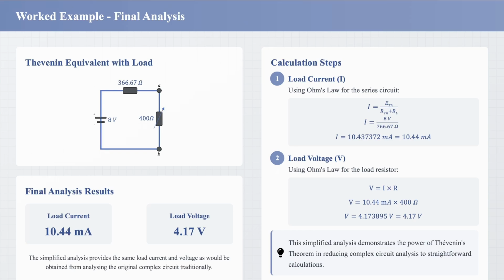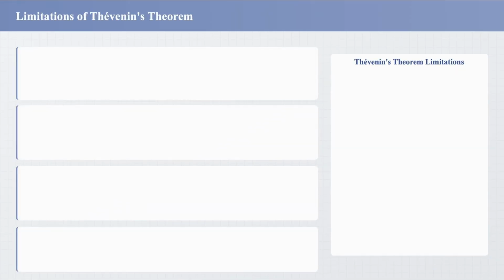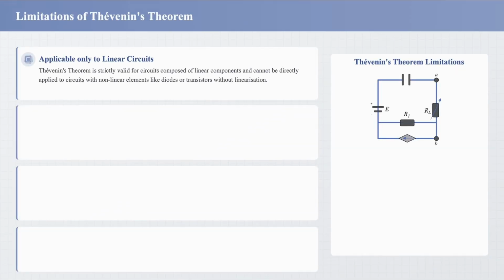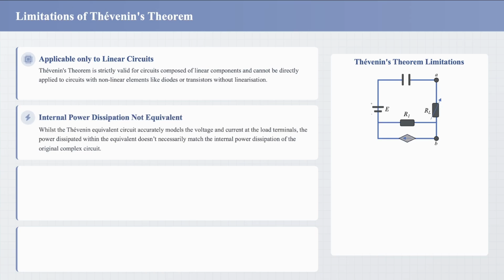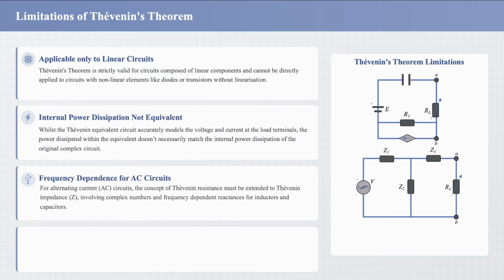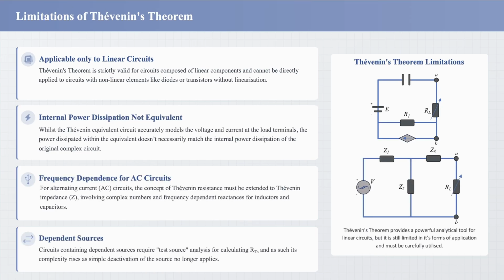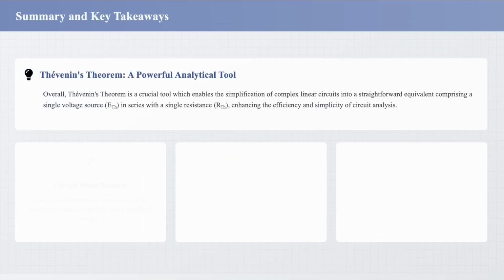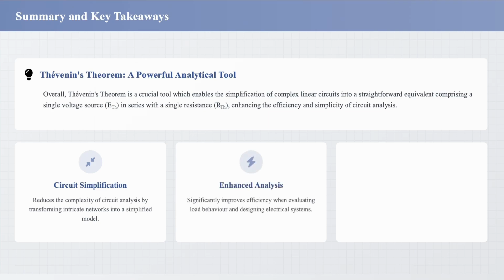provides. However, despite its usefulness, it has its limitations. Thevenin's theorem only applies to linear circuits, meaning those that obey Ohm's and Kirchhoff's laws. It doesn't fully capture internal power losses and becomes frequency dependent when applied to AC circuits with reactance. Overall, Thevenin's theorem offers an elegant solution to simply analyse electrical circuits by reducing the complexity to evaluate internal network behaviours.